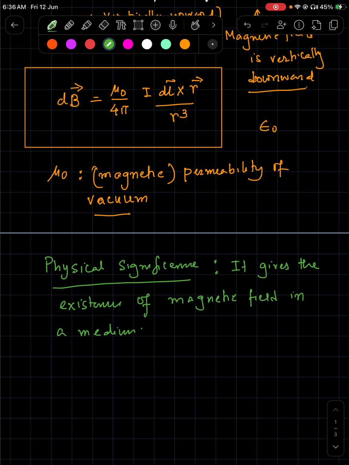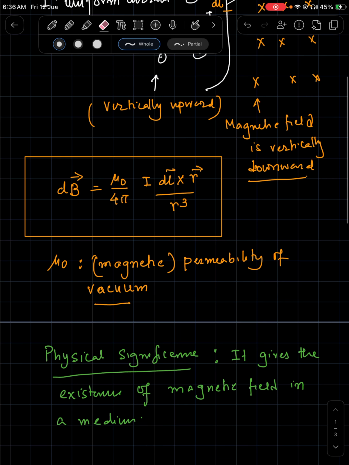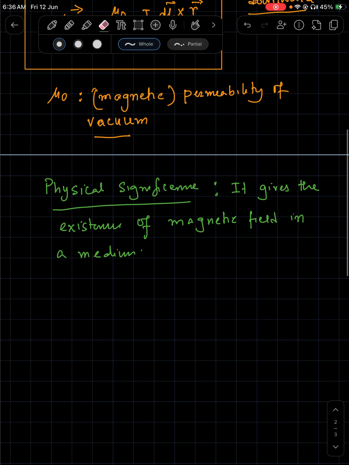Like the permittivity gives the existence of the electric field in a medium, mu naught, or mu, is giving the permeability, or the existence of the magnetic field in a medium. It is saying that if a current is moving along in the medium, then always we have the magnetic field. If a medium does not have the permeability, that signifies that the medium cannot hold the magnetic field, or that the magnetic field cannot be produced in the medium. Okay, so this is the physical significance of mu naught.